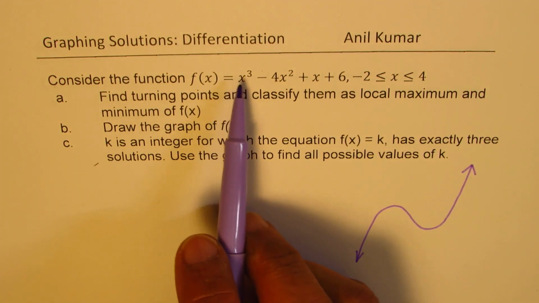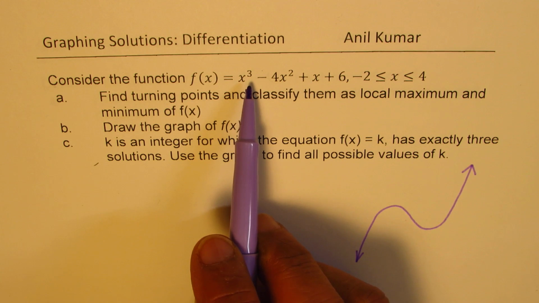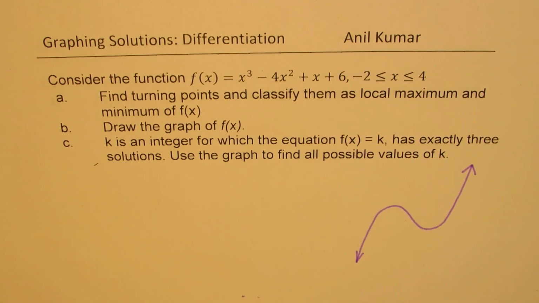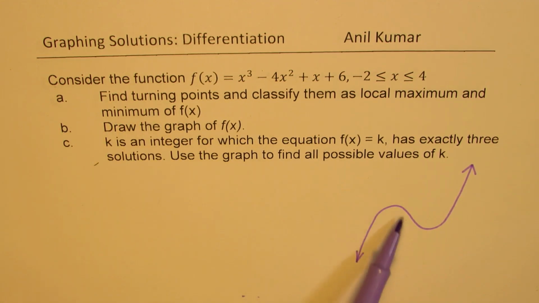And if the power is 3, the degree of this polynomial is 3. In that case, we could have at the most 2 turning points, which I have taken here, right? So maximum, we could find 2 turning points. There could be 1 or there could be none also, okay? Now part A is to find these turning points.